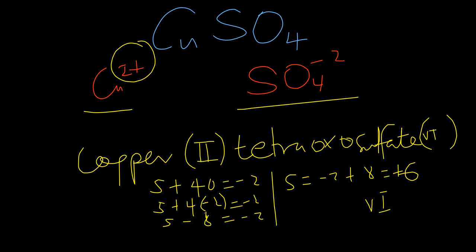So the name of this compound would be copper(II) tetraoxosulfate(VI). Simple as that. Let's look at the next example.